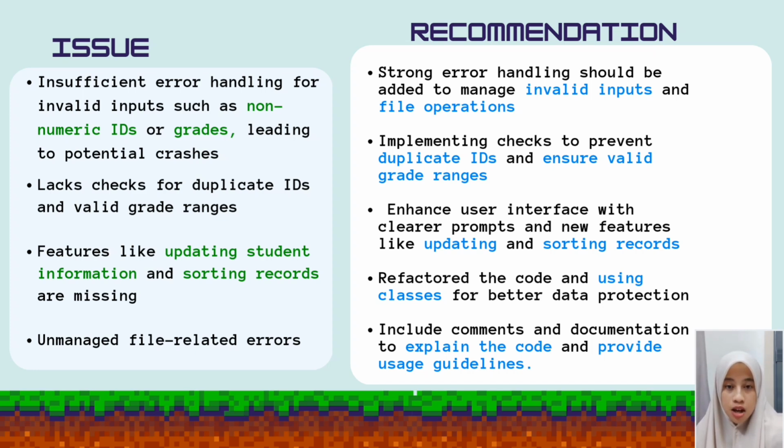Next, implement validations. We need to add checks to prevent duplicate IDs and ensure that grades fall within a valid range. Other than that, improve the user interface. Enhancing the user interface with clearer prompts and adding new features like updating and sorting records would significantly improve usability. And the last one is refactoring code. Refactoring the code to use classes for better data protection and incorporating comments and documentation to explain the code and provide usage guidelines is essential.